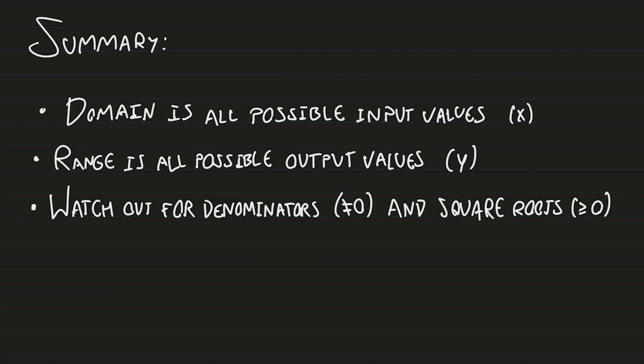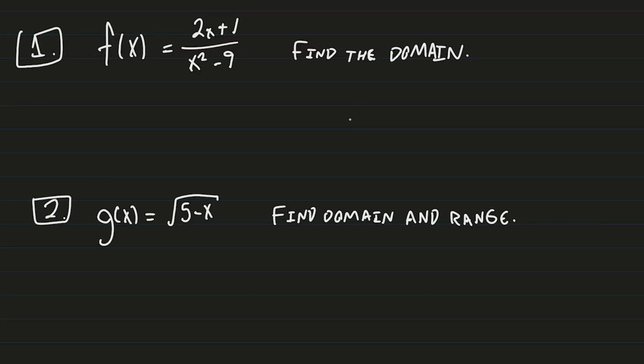In summary, your domain is all your possible input values, or your x values, and your range is all possible output values, or the y values. You should watch out for denominators, they cannot equal 0, and square roots, the stuff inside has to be greater than or equal to 0. Before I go, I have 2 practice problems for you to try. Here are your 2 practice problems. You can pause here and try them, or I'll give you the answer and work in 3, 2, 1.